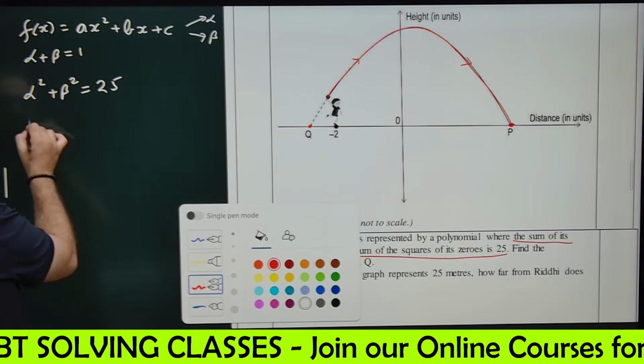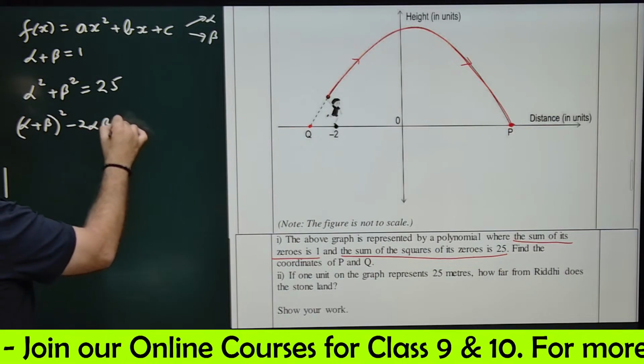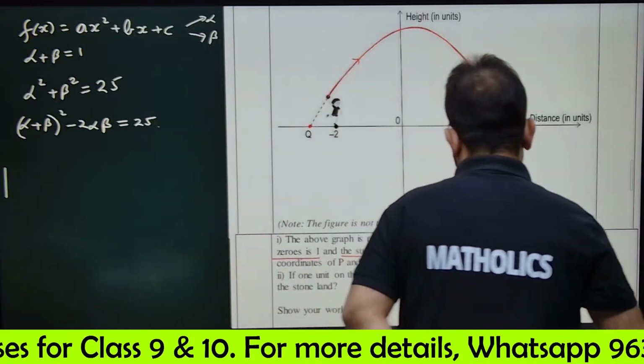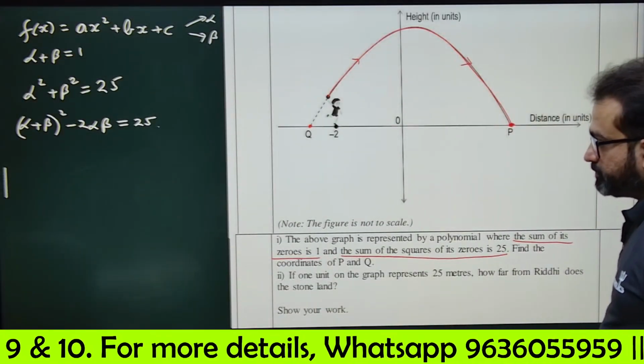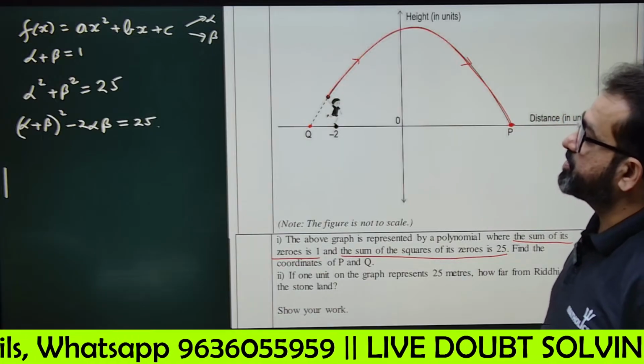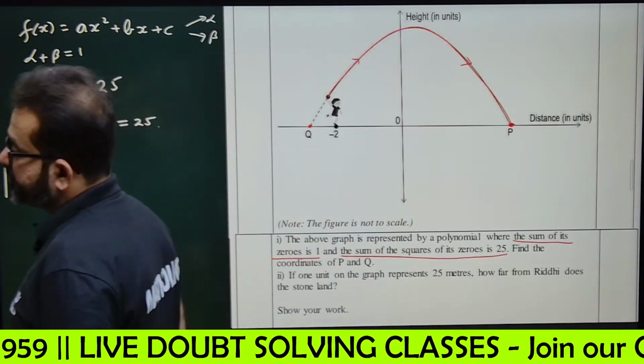You write alpha square plus beta square as alpha plus beta whole square minus 2 alpha beta, that's equal to 25. Got the point, yes or no? You have manipulated this equation: alpha square plus beta square is alpha plus beta whole square minus 2 alpha beta.